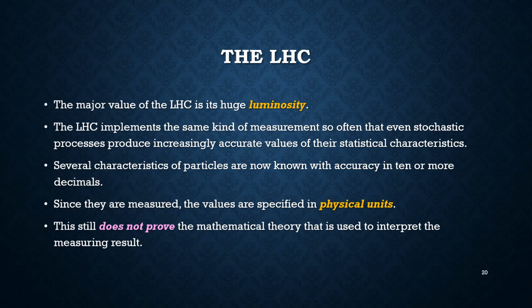The major value of the LHC is its huge luminosity. The LHC implements the same kind of measurement so often that even stochastic processes produce increasingly accurate values of their statistical characteristics. Several characteristics of particles are now known with accuracy in 10 or more decimals. Since they are measured, the values are specified in physical units. This still does not prove the mathematical theory that is used to interpret the measuring result.